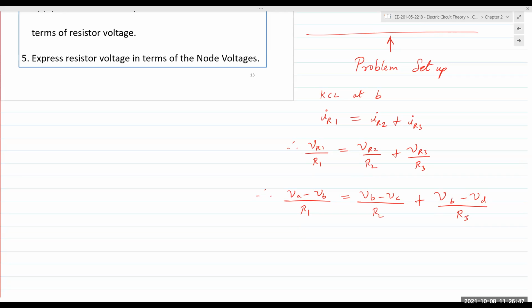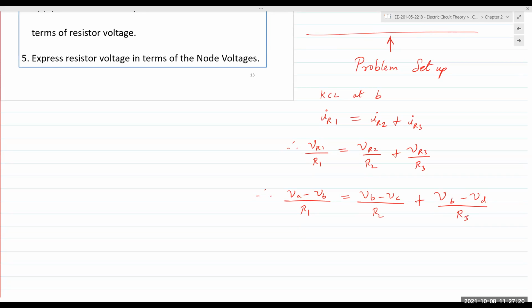So here, let's see. Okay, R1, R2, R3 would be given to us, so we plug in the numerical values. VD is a reference, so VD goes to 0 and has gone from our equation. VA is equal to VS, so you have a numerical value here. The only unknowns left in the circuit are VB and VC.